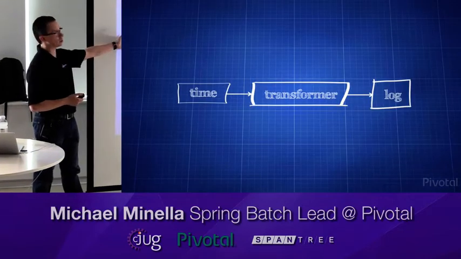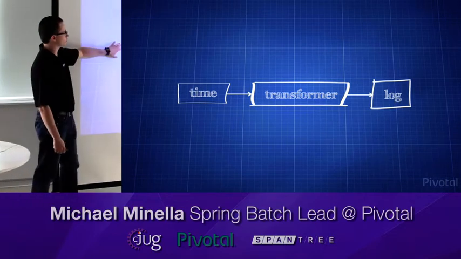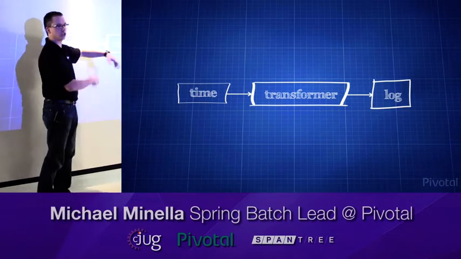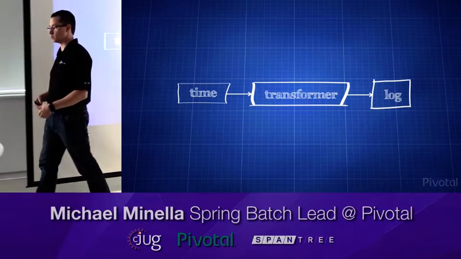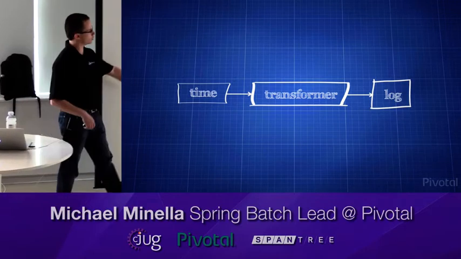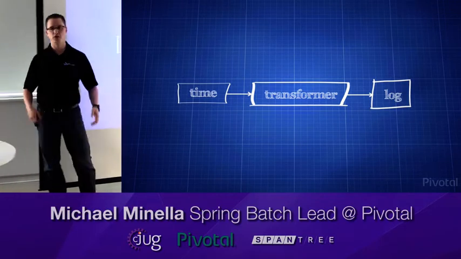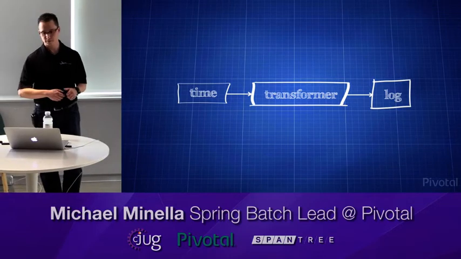If we take a look at this, let's say this is a stream flow. So I've got a time source, a transformer that's going to change something, and then a log is the sink. This may be something that you're familiar with seeing in Spring Integration. You'd connect these with channels of some kind, the transformer, source, and sink. So these are common integration pattern concepts.